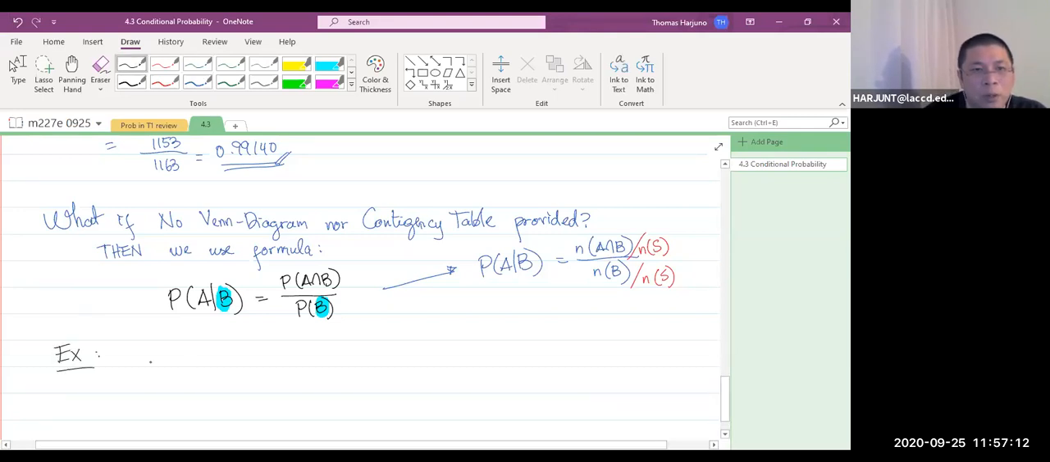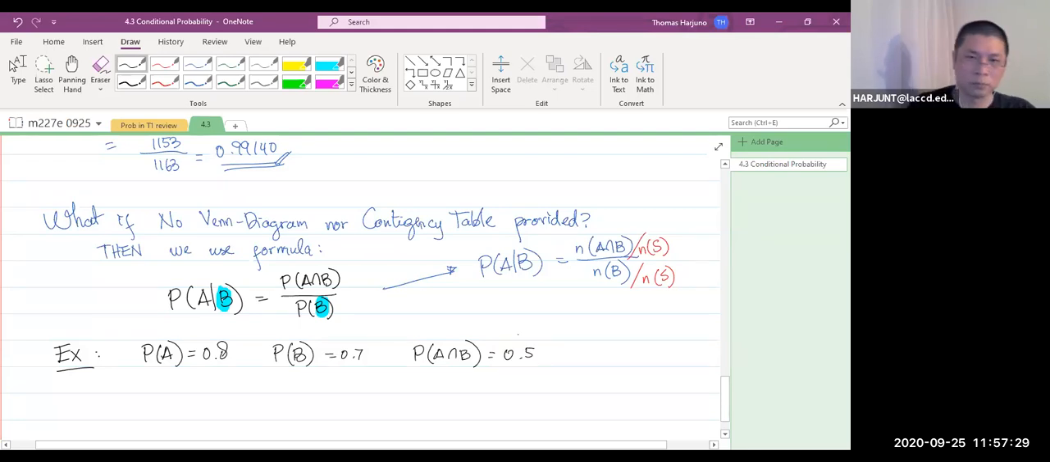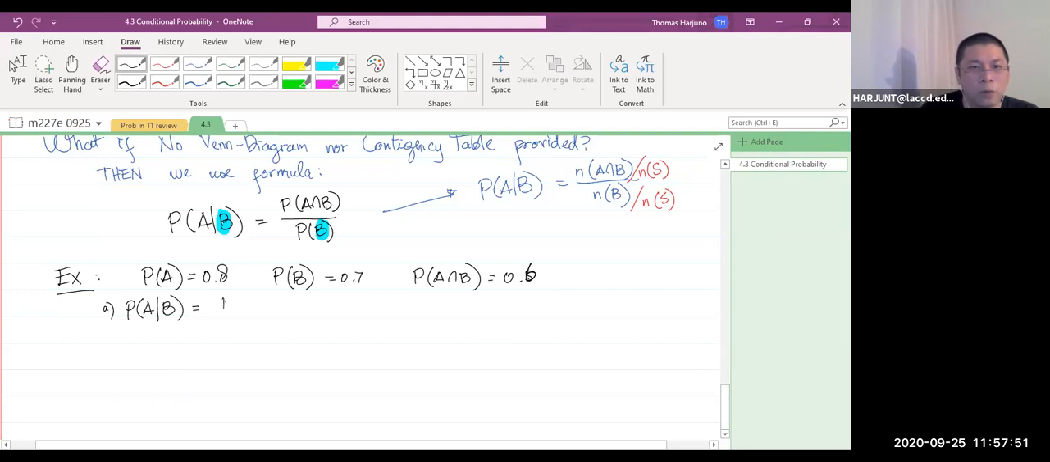Suppose, for example, the probability of A equals 0.8, the probability of B is 0.7, and the probability of the intersection is, let's say, 0.5. No, I cannot do 0.5, 0.6. Then what is the probability of getting A given it is in B? According to the formula, it's the probability of A intersection B over the probability of B. Plugging in numbers, that's 0.6 over 0.7, which is 6 over 7 in fraction. In decimal, that's 0.85714.